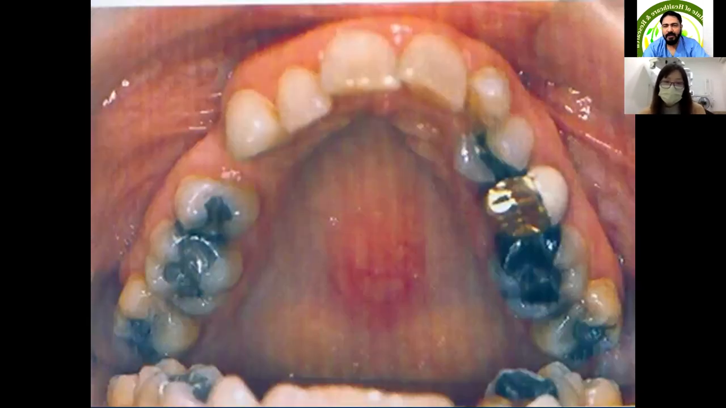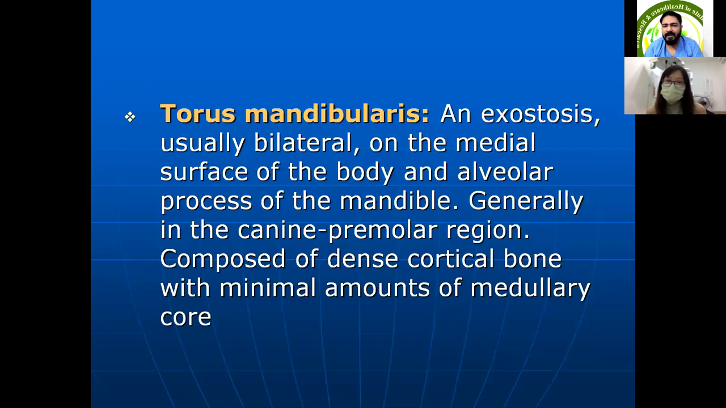So are you doing torus removal in most of the cases or not? No. In cases of denture, sometimes we have to remove it. If it is obstructing, if it is causing imbalance in the suction, then yes, we have to remove it.